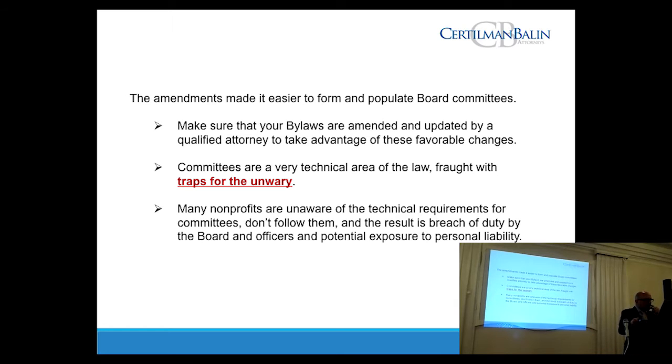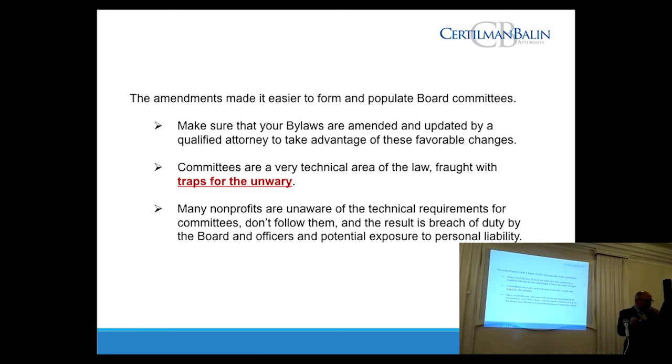So the May 27th amendments also made it easier to form and populate board committees. In virtually all of the May 27th changes, the amendments were beneficial to nonprofits and made the bar for breach of duty lower, made it easier for nonprofits to comply. So it's really important that your conflict of interest policy and your bylaws be amended to take advantage of these favorable provisions, because if the law requires this level of compliance, but your bylaws have not been amended to reflect that, then you're held to that higher standard.